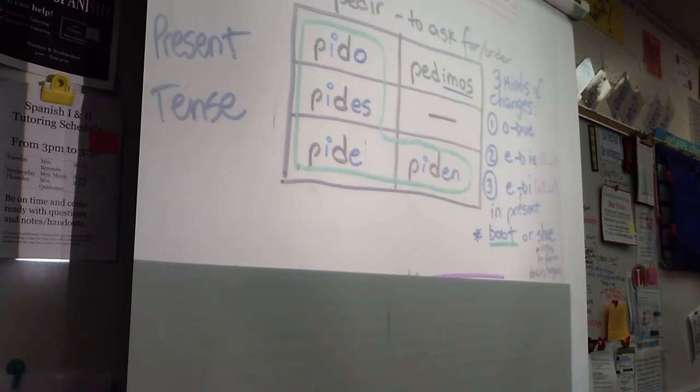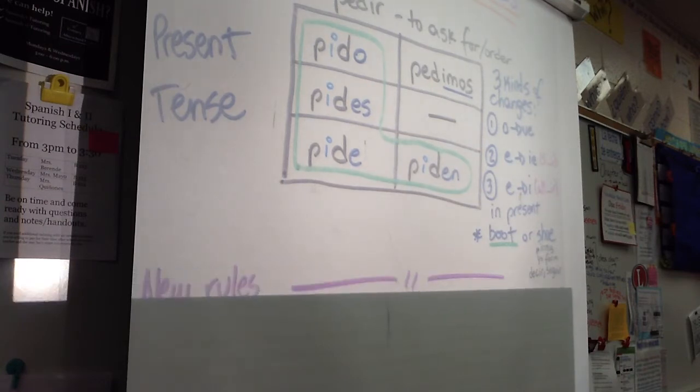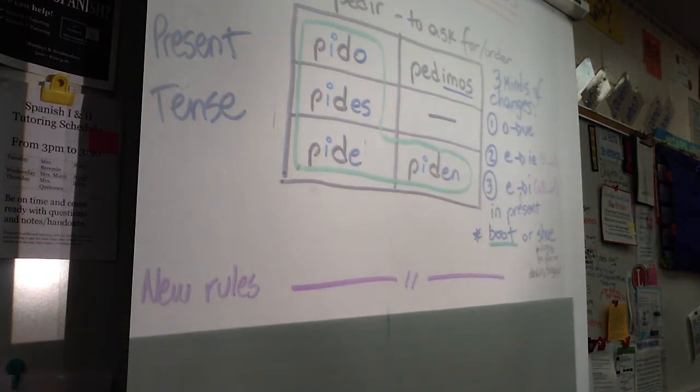That's present tense. Now we're going to see what happens with the same verb in the preterite. But every time we switch tenses, what should we know? Conjugation changes, so your endings change. And do the same rules apply? New rules. So you'll not have any boot verbs or shoe verbs in the preterite. New tense, new set of rules.